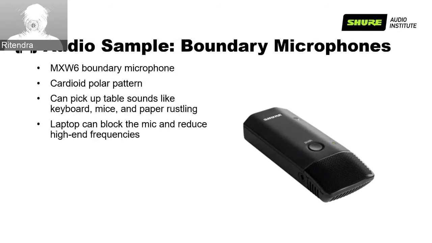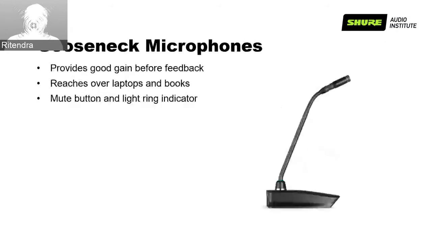sample of the boundary microphone. The audio has been recorded with our Microflex wireless boundary microphone MXW6 with cardioid polar pattern. The microphone is great, but there are some limitations which you need to consider in this kind of form factor. It can pick up the table sound. It is going to be on the table. It's a tabletop microphone. It can pick up the sound from the table, keyboard, mouse, or paper rustling on the table, right? If you have a laptop in front of the microphone, the laptop can block the mic and reduce the high-end frequency. So your sound is going to be somewhat muffled, not very clear. So let's move on to the audio demo. I'll play the audio demo again. Just bear with me.